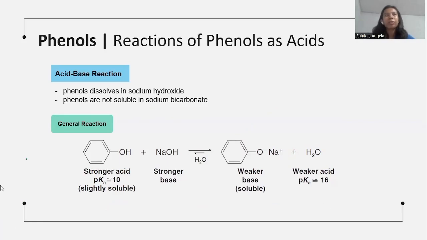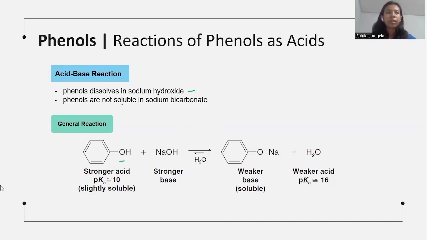Sa reactions naman ng phenols, meron siyang parang three kinds. Meron as acid, yung reaction ng OH group ng phenol, tapos reaction ng benzene group ng phenols. So as acids naman, sa acid-base reaction, phenols is a stronger acid than alcohol. Kaya ang reaction niya with a stronger base, mas nagpo-forward talaga yung reaction niya with a stronger base as compared sa alcohol. Kaya yung phenols, nagdi-dissolve kasi siya sa sodium hydroxide, yung alcohols hindi. Kaya madidistinguish natin yung dalawa in terms of their solubility sa sodium hydroxide.